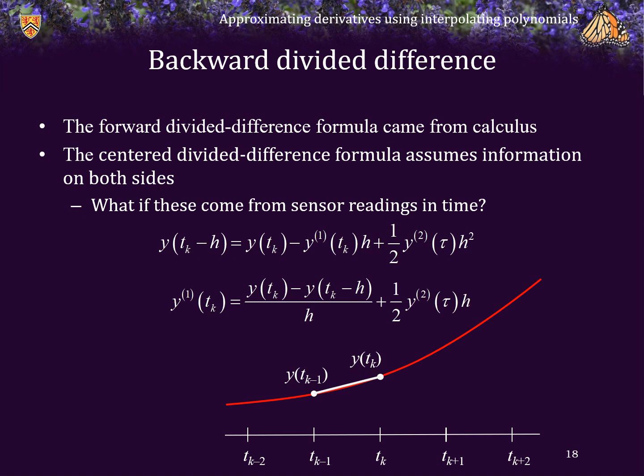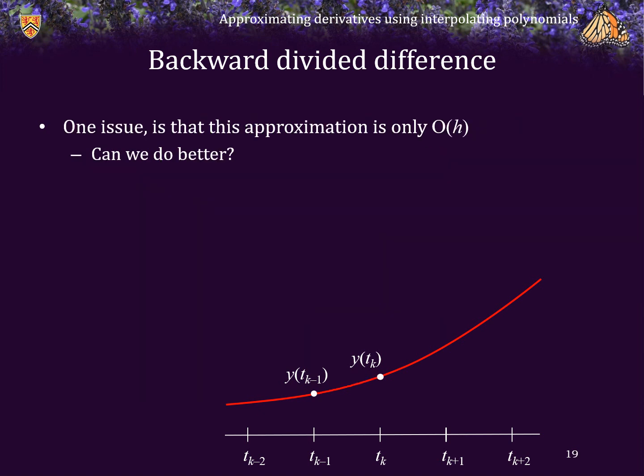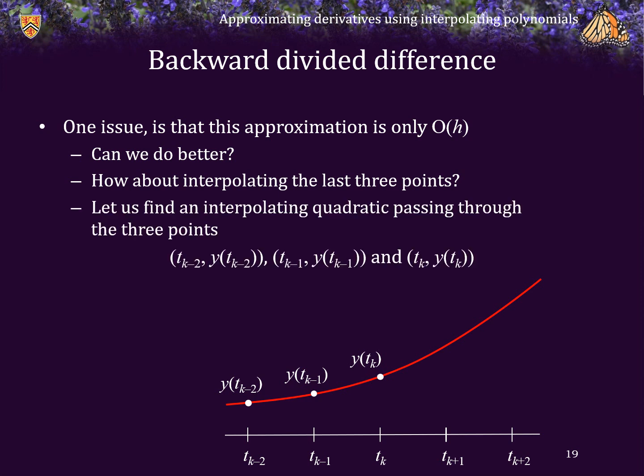Let's see whether or not we can do better. So this backward divided difference formula is only order h. So can we do better? Well, how about interpolating these 3 points with a quadratic polynomial, differentiating that polynomial, and then evaluating it at that right-hand point. So we're going to find an interpolating quadratic that passes through these 3 points.